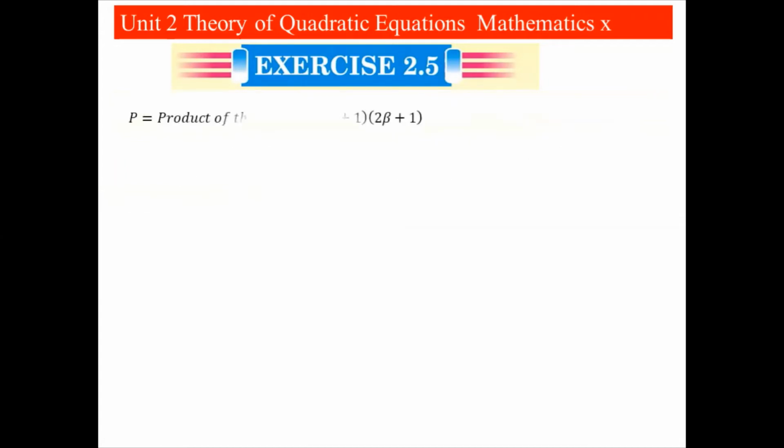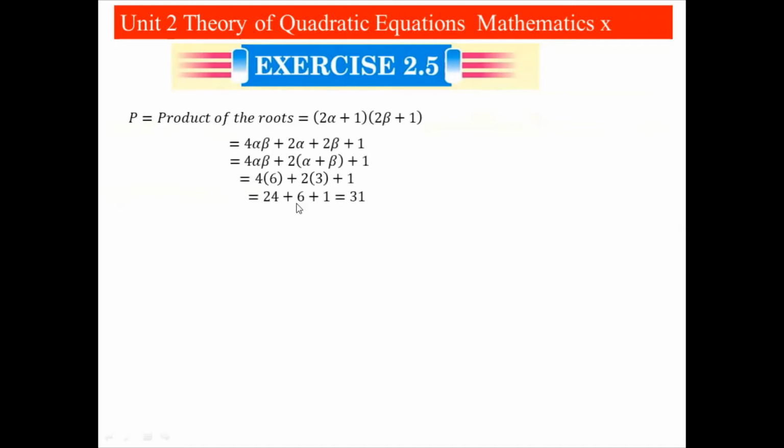Now the product of the roots, 2 alpha plus 1 times 2 beta plus 1. So this will be equal to, when we multiply 2 alpha with 2 beta, we have 4 alpha beta. When we multiply 2 alpha with 1, we have 2 alpha. When we multiply this 1 with 2 beta, we have 2 beta. And when we multiply this 1 with this 1, we have 1. So from these two, we can take 2 as common. So we have 2 times alpha plus beta.